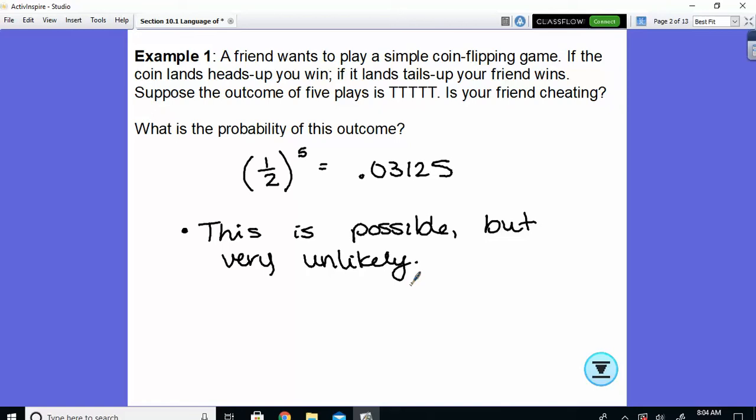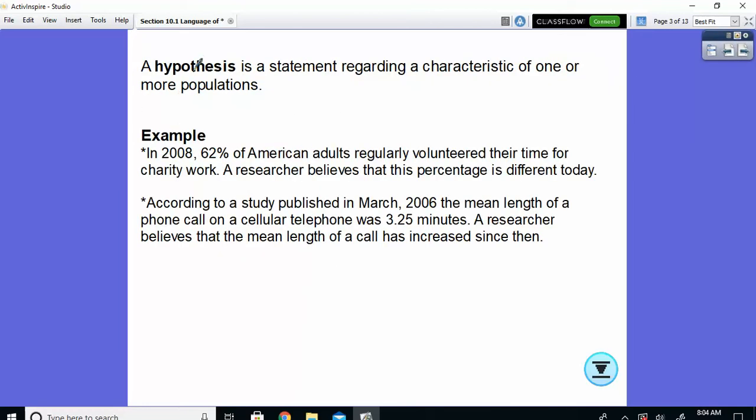We are going to look at how convincing this is, or what kind of probability would convince us that our friend is cheating. How small does the odds have to be before I would believe that maybe this isn't fair? So first we just have a term when I'm talking about a hypothesis. That's just a statement regarding a characteristic of one or more populations. That's about your guess, what you think is true.